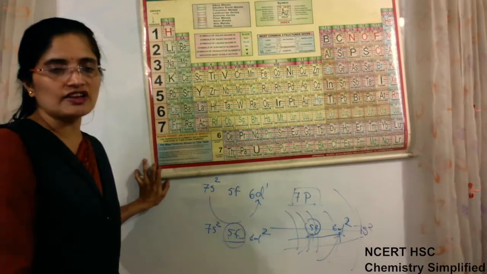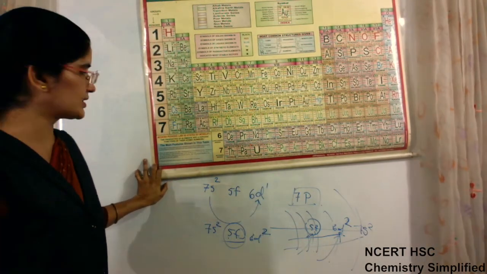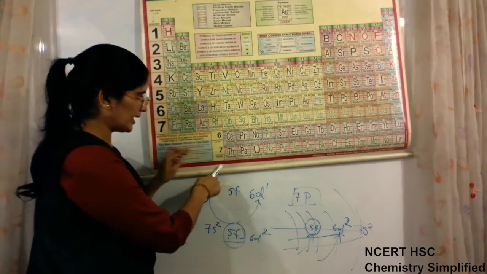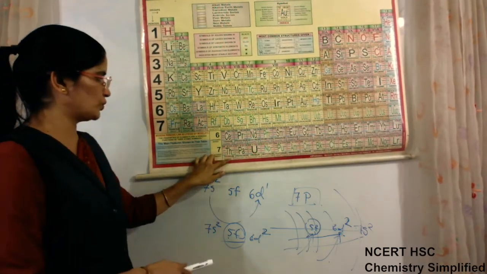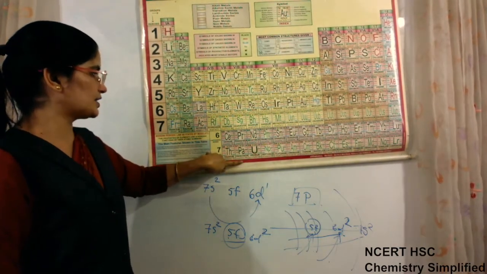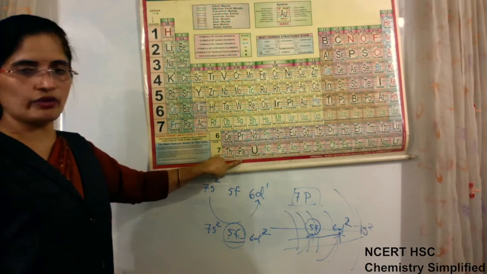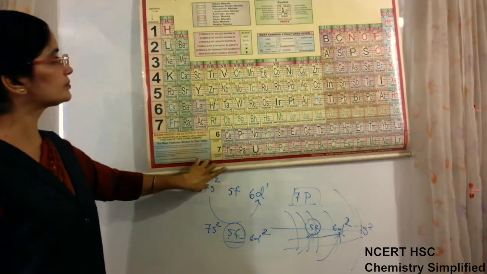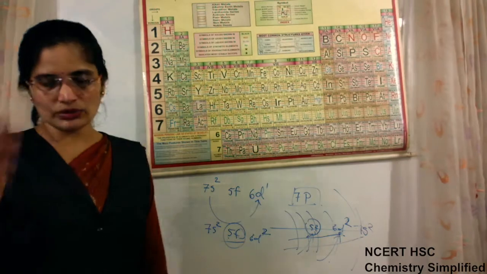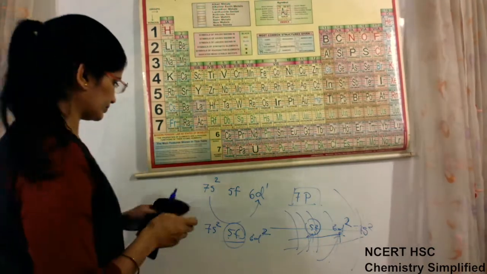So here again our Aufbau principle is violated. Clear? So thorium will have 6d2, 7s2. Now later it starts with filling of f orbitals. Okay? So this is about the filling of orbitals.